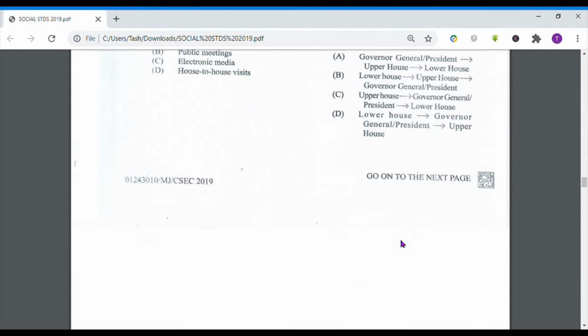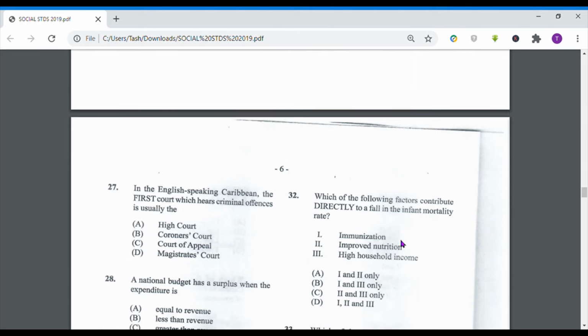Number 27. In the English-speaking Caribbean, the first court which hears criminal offences is usually the High Court, Coroner's Court, Court of Appeal, or the Magistrates' Court. That would have been your Magistrates' Court.